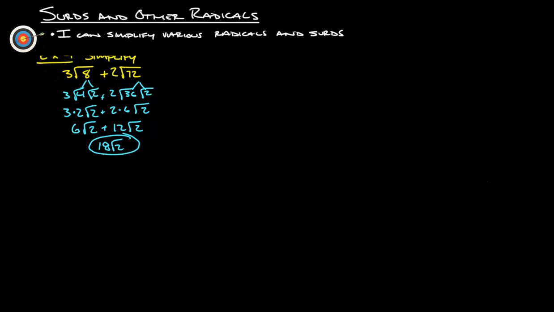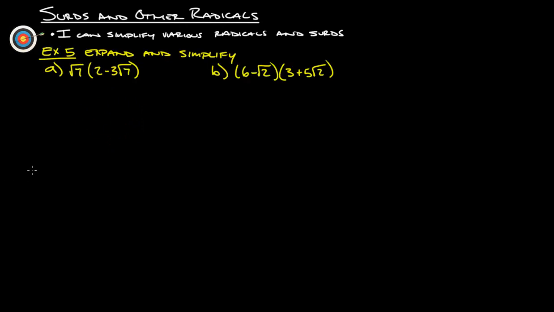Okay, let's take a look at a couple more examples. Example 5, expand and simplify. We have root 7 times the quantity 2 minus 3 root 7. Just like you would with any other set of parentheses, we're going to distribute through. Root 7 times 2 is 2 root 7.